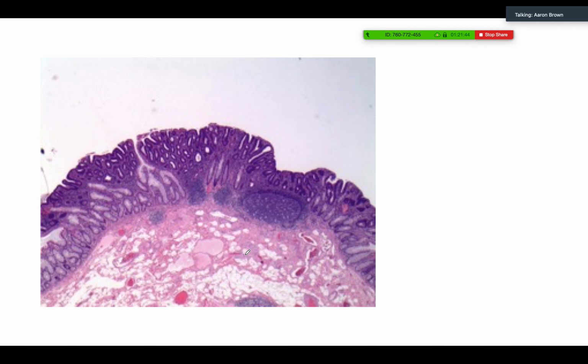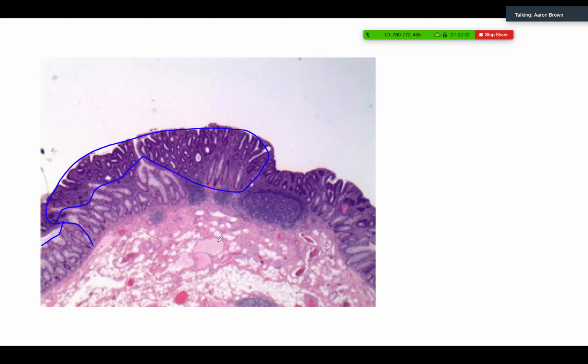Next, we have another biopsy. And what you can notice on this biopsy is that we have what looks like normal tissue here. This looks like normal tissue. And then looking at this purple stuff, this dark, dark purple looks abnormal.